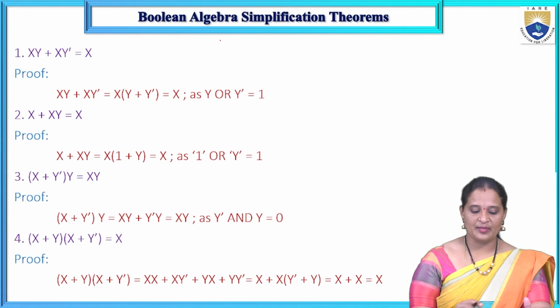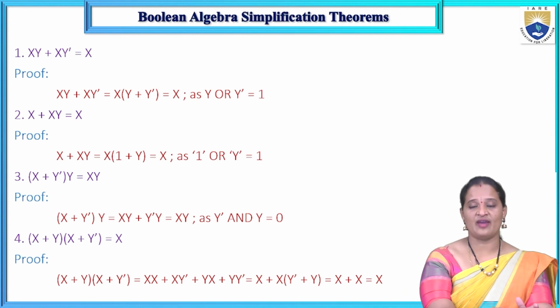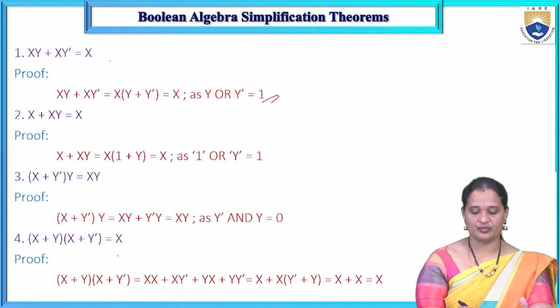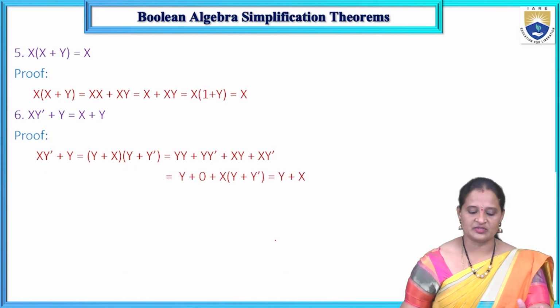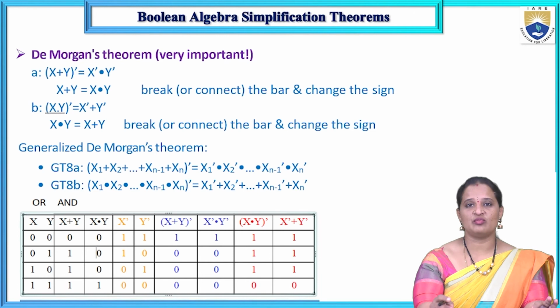Okay. Now coming to another proof which we have already discussed here, xy plus xy complement is equal to x, which we have proved. This is also proved. So these are the proofs of all the laws and theorems. Okay. Now coming to De Morgan's law.